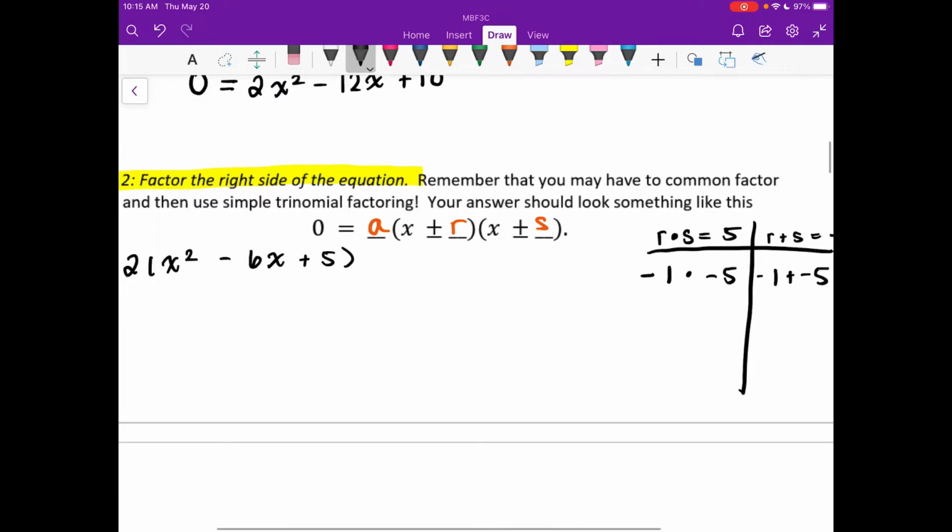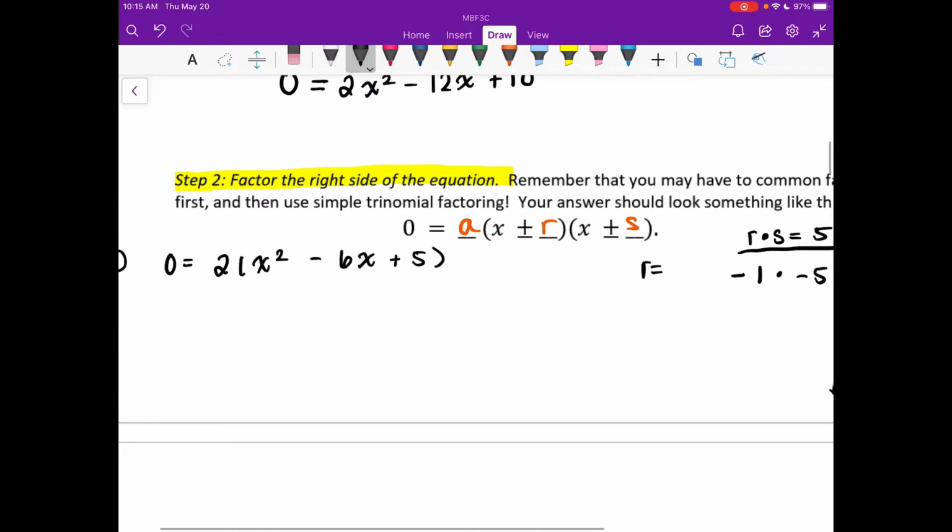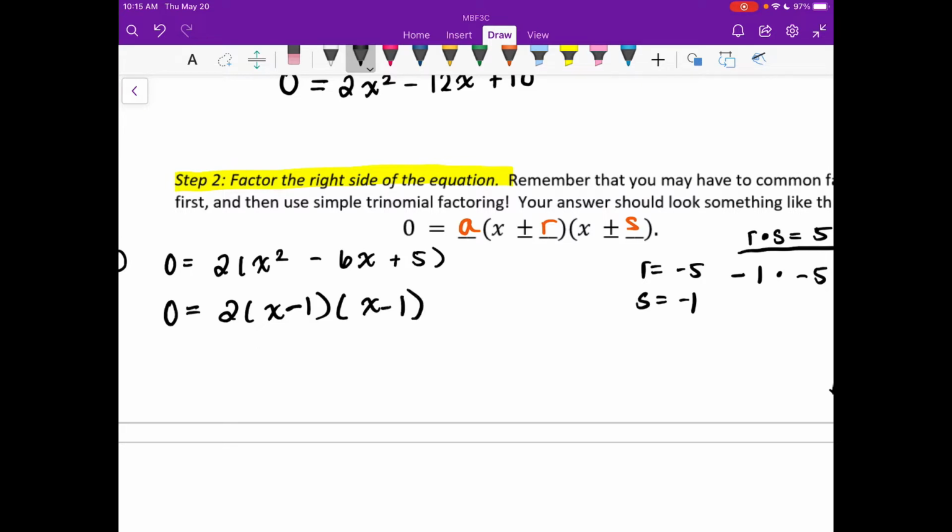So it works out. That means that my r value is negative 5 and my s value is negative 1. So if I go in here, I'm going to do 0 equals 2 times x minus 5 times x minus 1. And that's my factored form there.